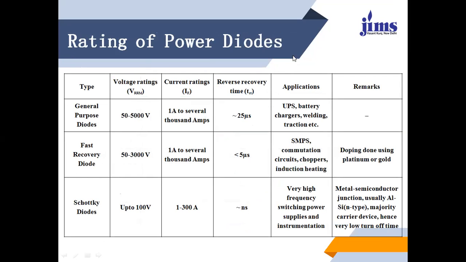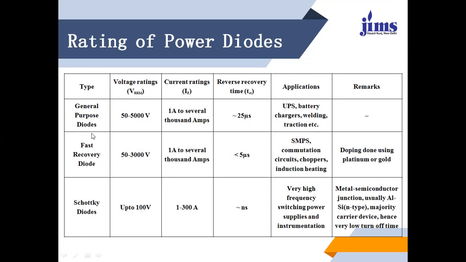These are the ratings of the power diode, where we focus on voltage ratings, current ratings, reverse recovery time, applications, and remarks. General purpose diodes are the power diodes. The voltage rating is 50 to 5000 volts. The forward current rating is 1 ampere to several thousand amperes. Reverse recovery time is approximately 25 microseconds. The applications are UPS, battery chargers, welding machines, traction machines, etc.